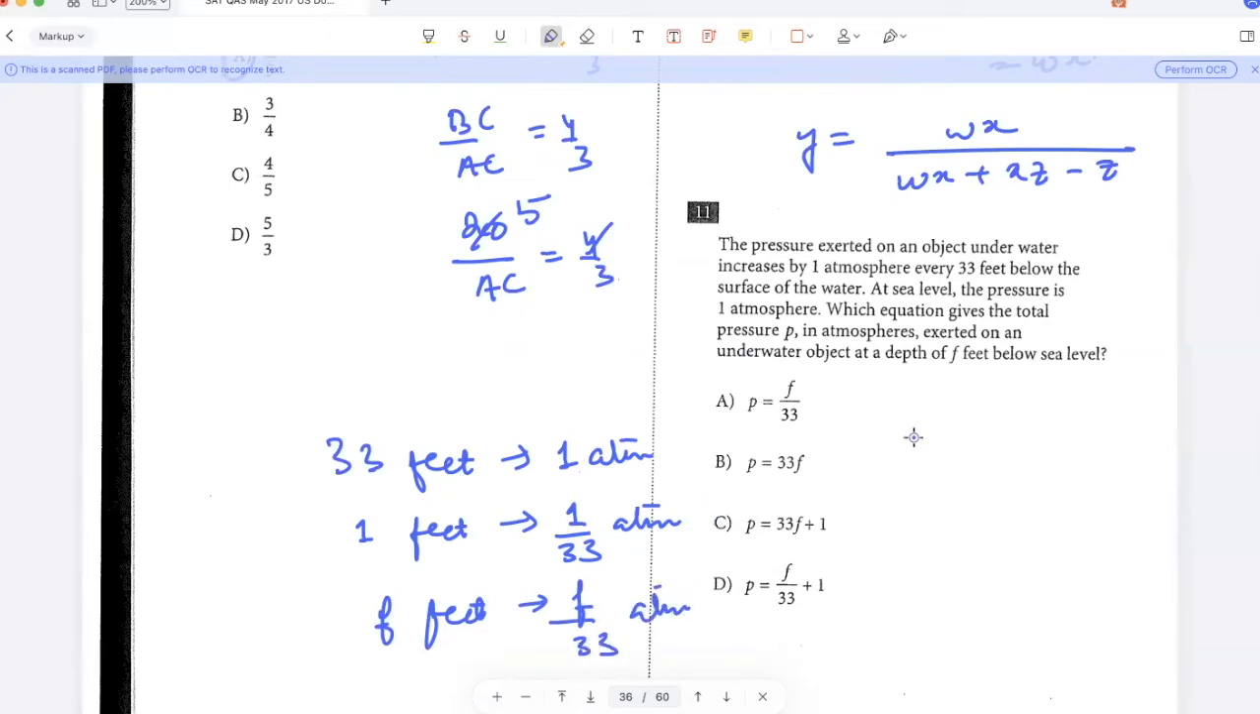So at sea level, it is 1. And as you go F feet below, F by 33 is added. So 1 plus F by 33, option D.